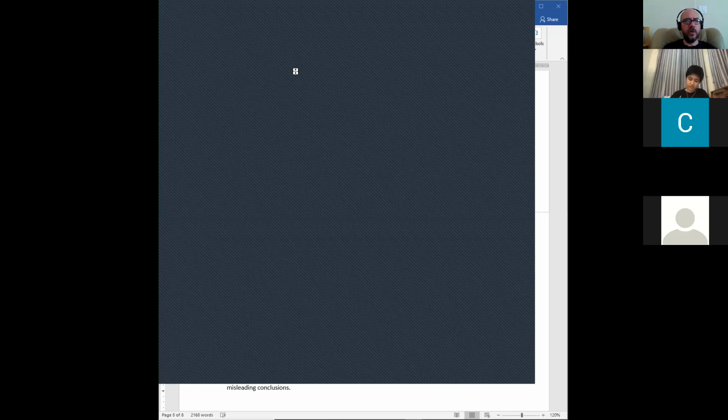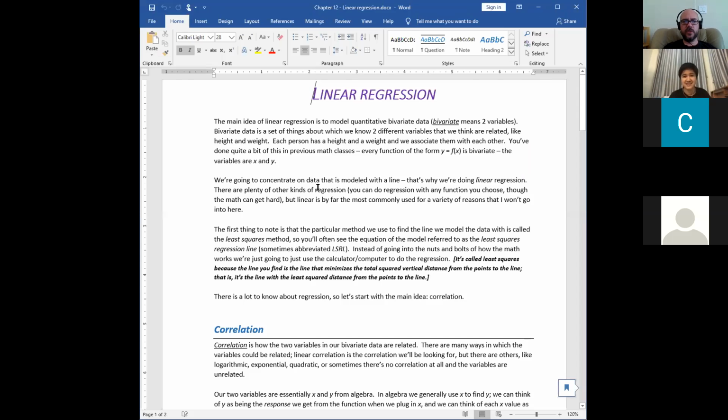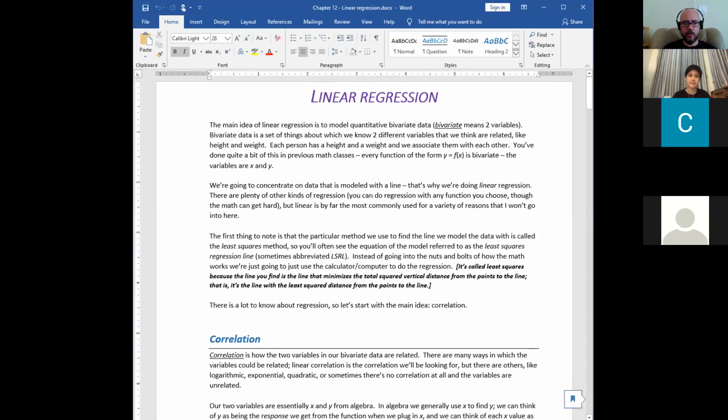Is this what's sharing? I can't tell. I think it's still sharing. It's not stuck. It's just I haven't changed it yet. Sorry, so this is linear regression. So what did you want to ask about in linear regression, Asima?